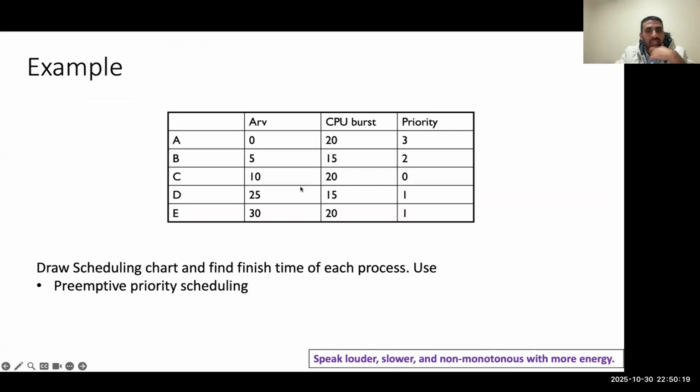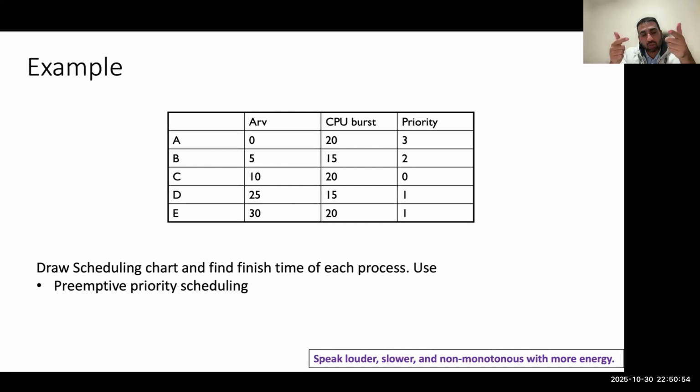Okay. Now we have the same question, same processes here, A, B, C, D with same arrival time, same CPU burst, and same priority. Draw the scheduling chart and finish time of each process by using the preemptive priority scheduling. Earlier, what we were using? Yeah, my mistake. Sorry. That is what happens when you try to rush things.